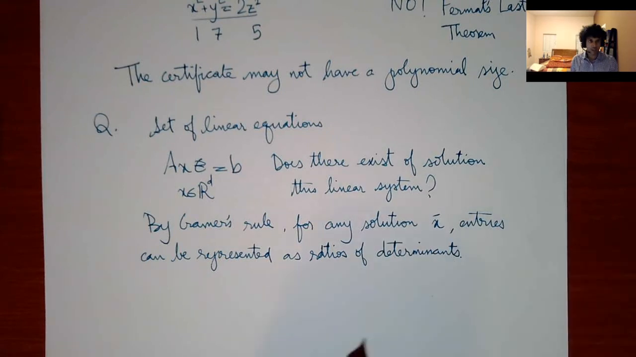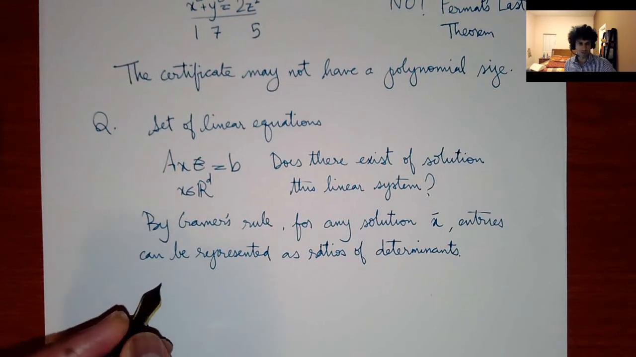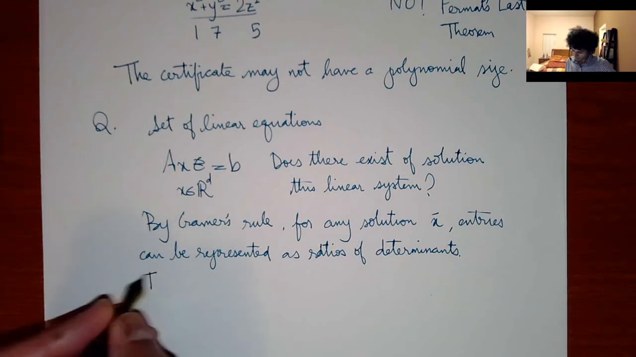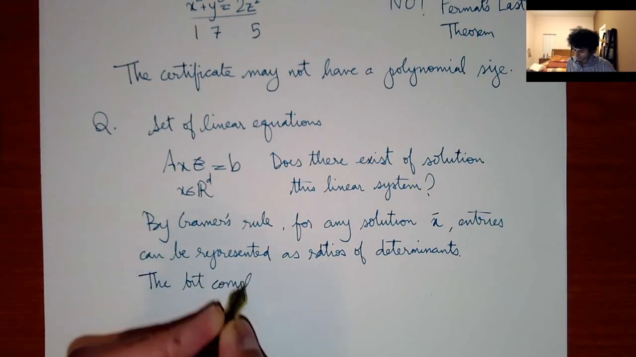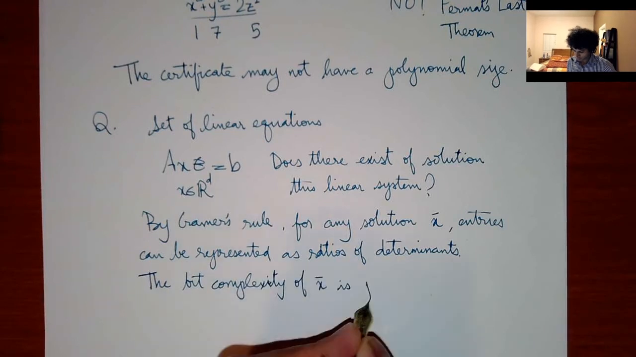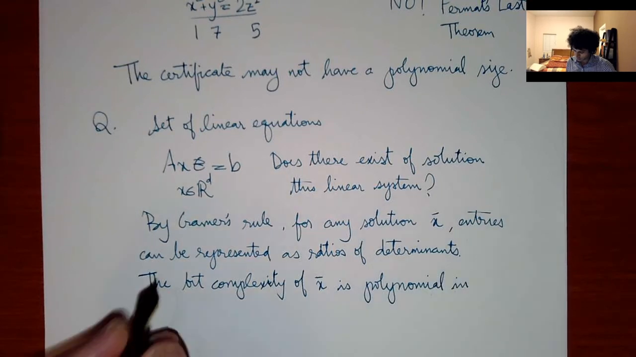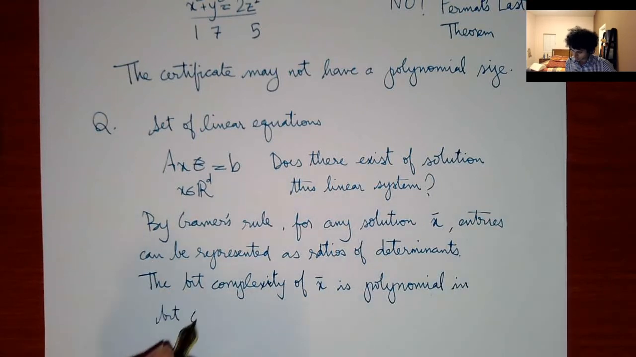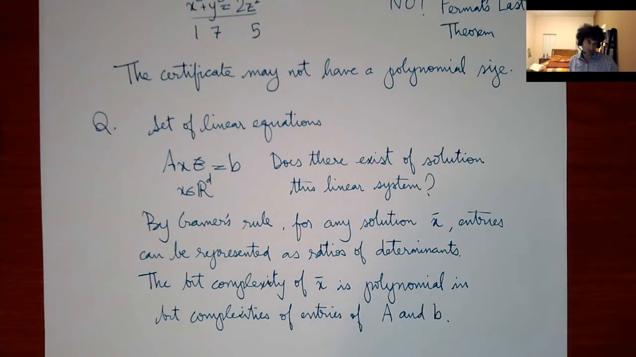And indeed, if you look at what this is, you can say that the bit complexity of x is polynomial in the bit complexities of the entries of A and B. This is a non-trivial statement, right?